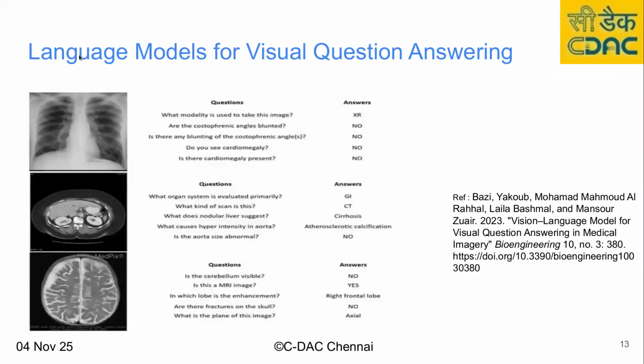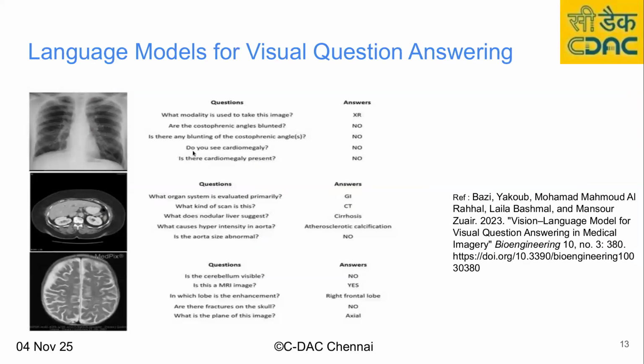And in recent development with AI, we have language models for visual question answering. Along with the image, if you ask a question, you know ChatGPT, many of you. So along with the images, if you ask the question, the AI model will give the answer.